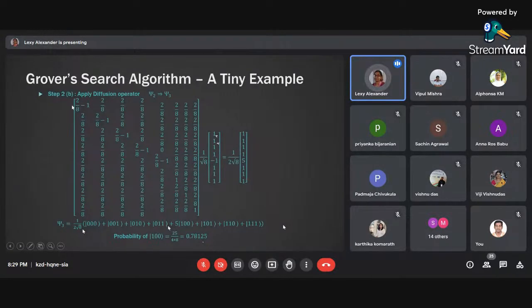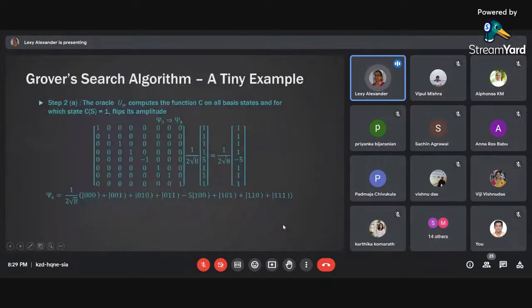So now we have to iterate it again. The oracle again computes U_w and it will flip that amplitude. So we have that amplitude now 1 by 2 square root of 8, 1, 1, 1, 1, 5, 1, 1, 1. There we will flip that amplitude, so 5 will change to -5. This will become the new state; in that, 5 changes to -5, and the rest everything will be the same.